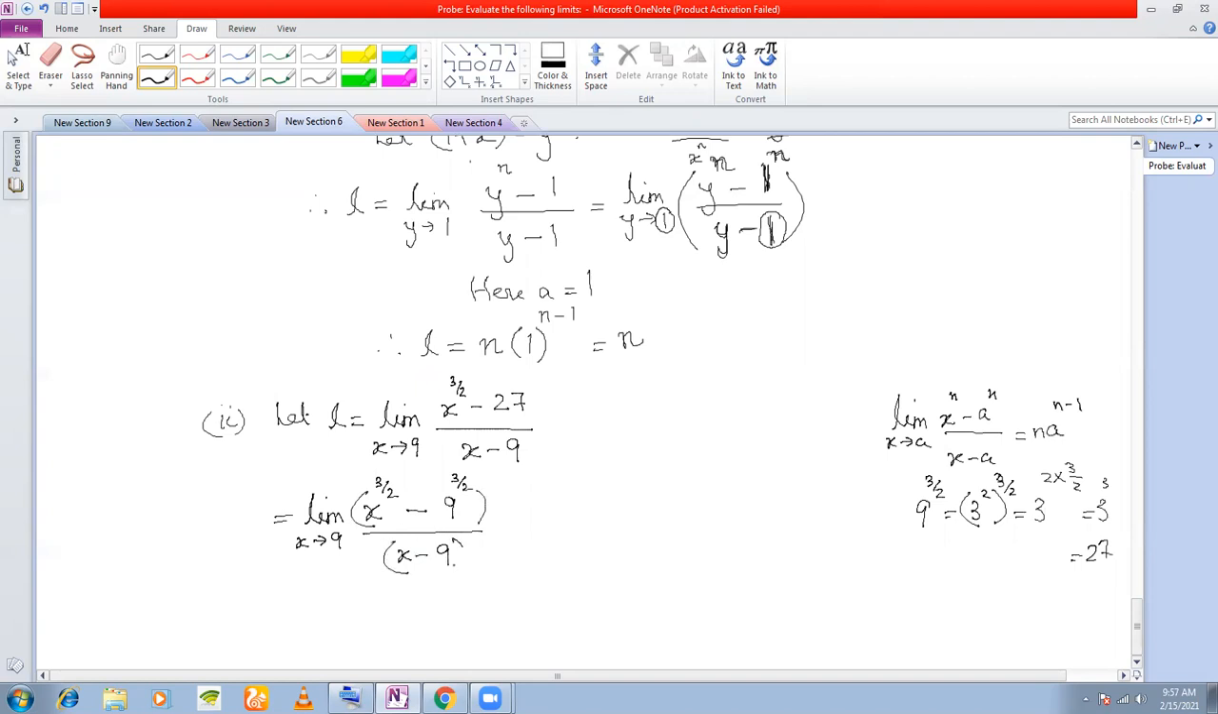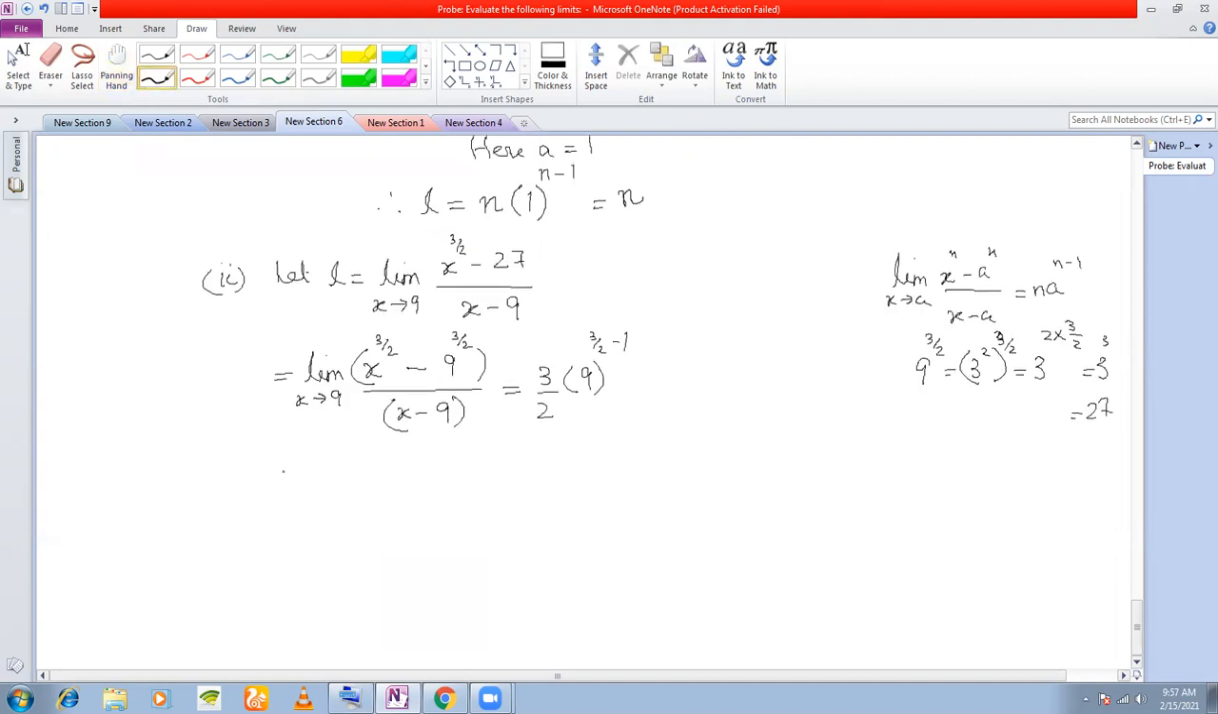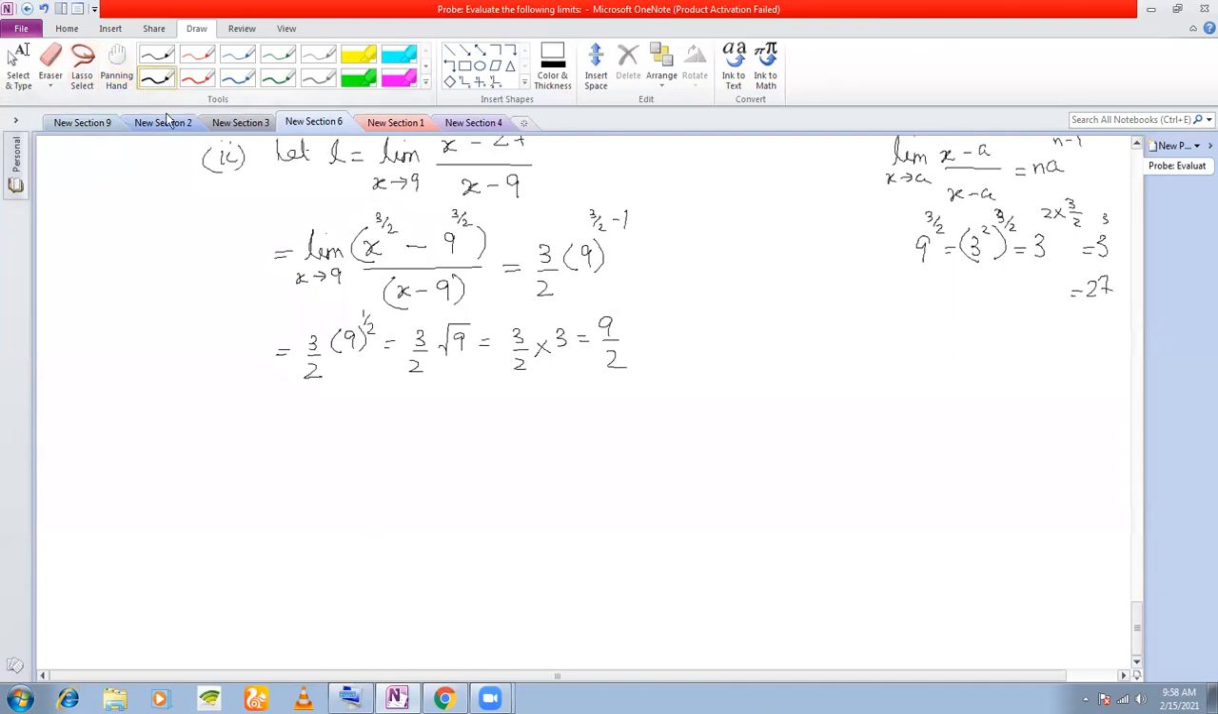Okay, so therefore here now I can directly write this as n, which is 3 by 2, a, which is 9, to the power of n minus 1. So this now becomes 3 by 2 into 9 to the power of half, which is 3 by 2 square root of 9, which is 3 by 2 into 3, which is 9 by 2. That is your answer for the second one. Let us now see the third one.